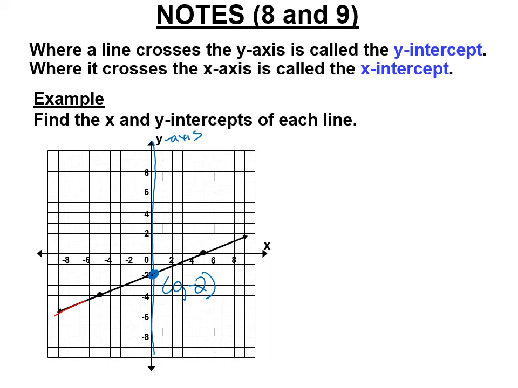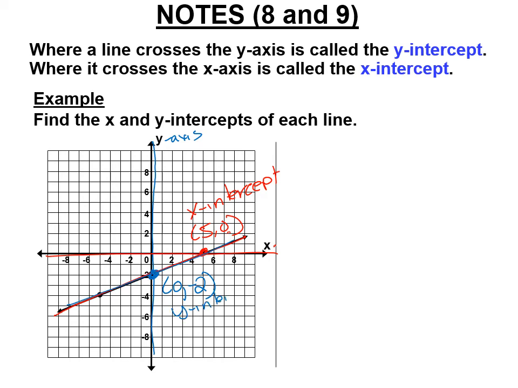That's where our line crosses the x-axis. So where's that? Well, it's right there. And so the x-intercept is (5, 0). So let me write that. Every x-intercept will end in a 0 because they're always along the x-axis. And every y-intercept will start with a 0.